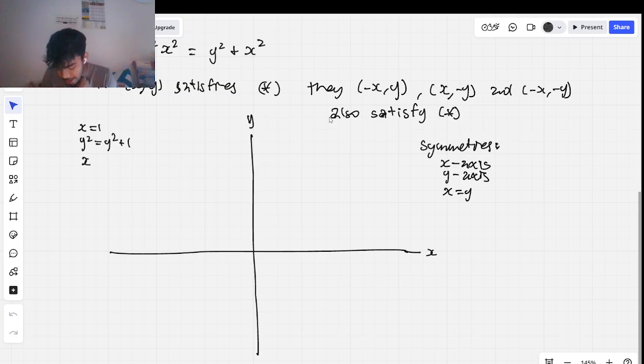If x equals y, then we have x to the 4 is equal to 2x squared, which means that x squared is equal to 2, x equals plus or minus root 2. What is interesting about what I just did is that now I know at which point the coordinates x and y are both the same. Okay, it seems like I am not making much progress.